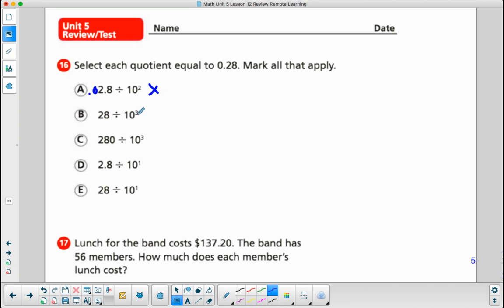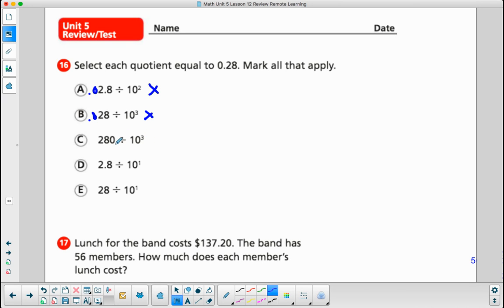28 divided by 10 to the third power. 10 to the third power means 10 multiplied by 10 multiplied by 10, or basically dividing by 10 3 times, or shifting each digit 3 places to the right, or my decimal point 3 places to the left. 1, 2, 3. That again gives me 28 thousandths, not 28 hundredths.